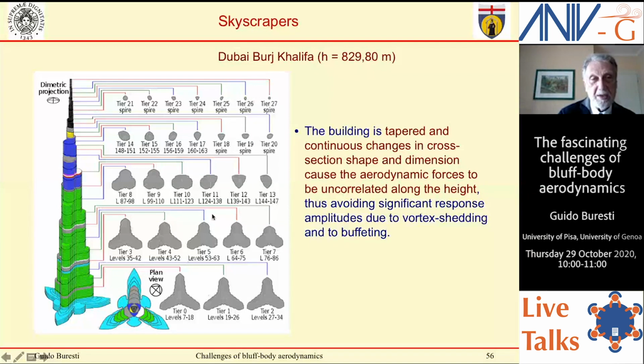continuously change along the height. And so this completely uncorrelates not only vortex shedding, but all the aerodynamic forces. So even for buffeting, this is very much useful. So this is a very nice solution. So you see two completely different ways of solving the problem, depending obviously on what you can do, if you can or cannot change the shape of the body.